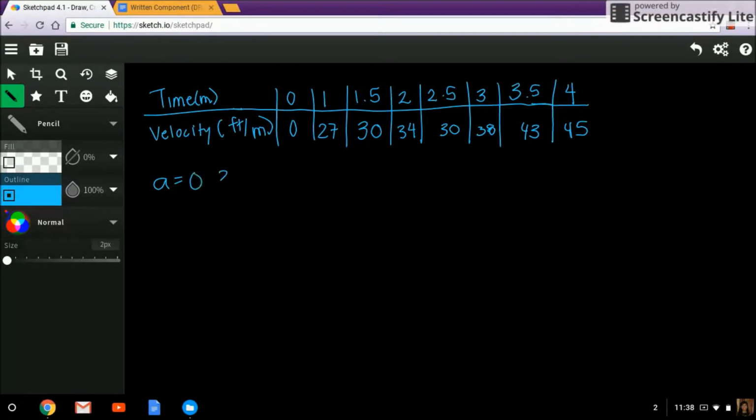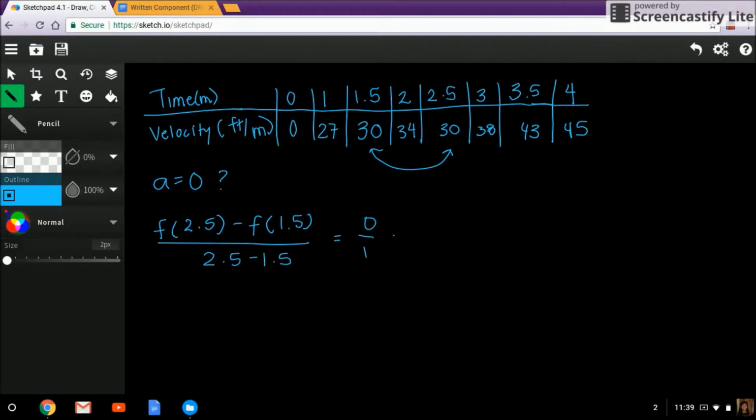We then want to know if acceleration will equal 0. While looking at the data table, we see that velocity equals 30 at 2 points. We subtract f of 2.5 minus f of 1.5 over 2.5 minus 1.5, and we get 0. By the MVT, a of t is capable of equaling 0 in the closed interval 1.5 to 2.5.